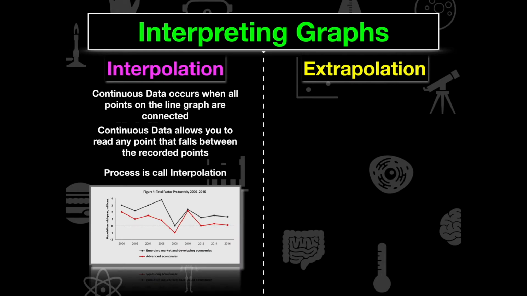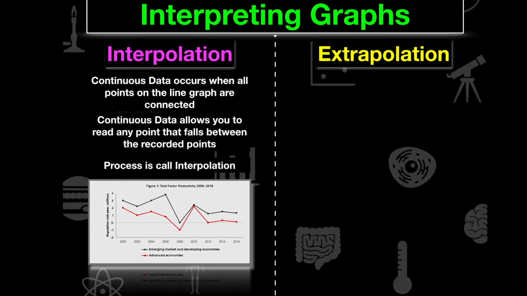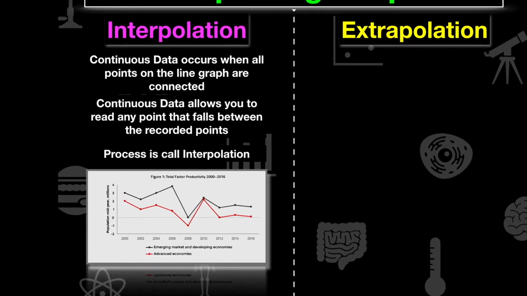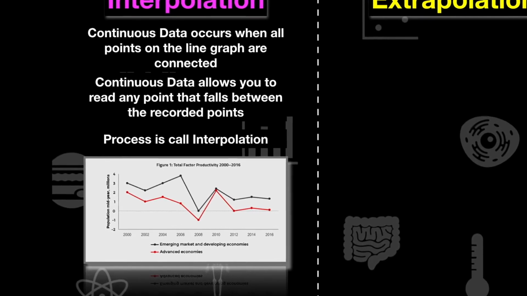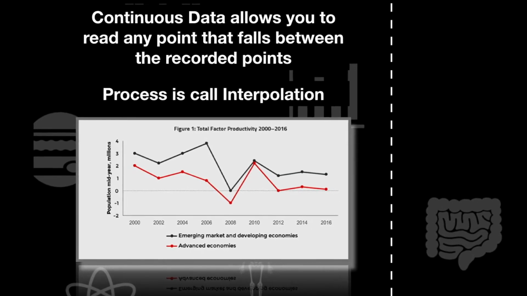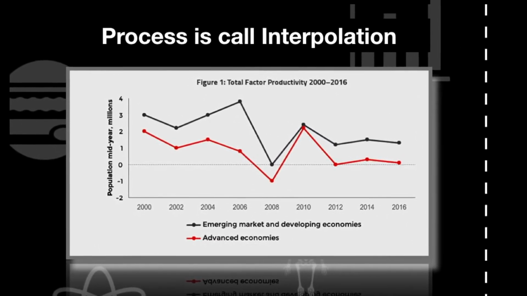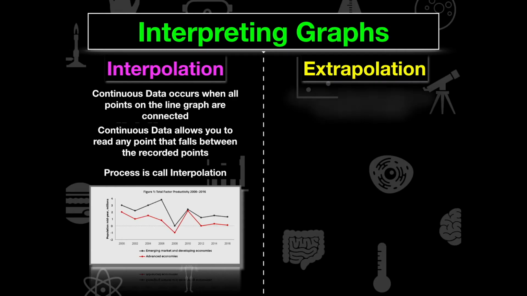And what we can do is analyze data points by connecting the lines together. Those lines are going to allow us to see increases and decreases in the population over time based on these data points. Connecting these lines allows us to interpolate that data and understand what that graph is trying to tell us. Now, extrapolation is a little bit different.